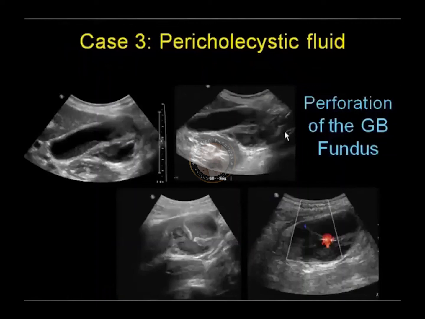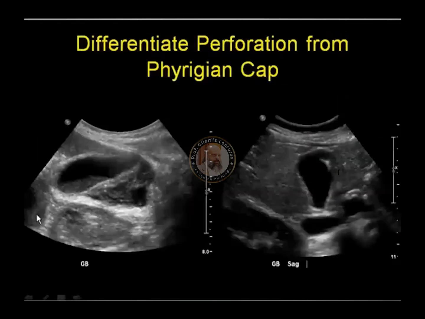This is another case in which pericholecystic fluid is present, this one. This was a perforation of the gallbladder. Here you can see the discontinuity, and fluid is moving, the bile or debris is moving from this end to this end, so we are getting colors because of the movement. Presence of color doesn't mean that there is blood, it means there is movement. Differentiate perforation from the Phrygian cap, which is an anatomical variant. This is the Phrygian cap on the gallbladder, and this was the perforation from here.